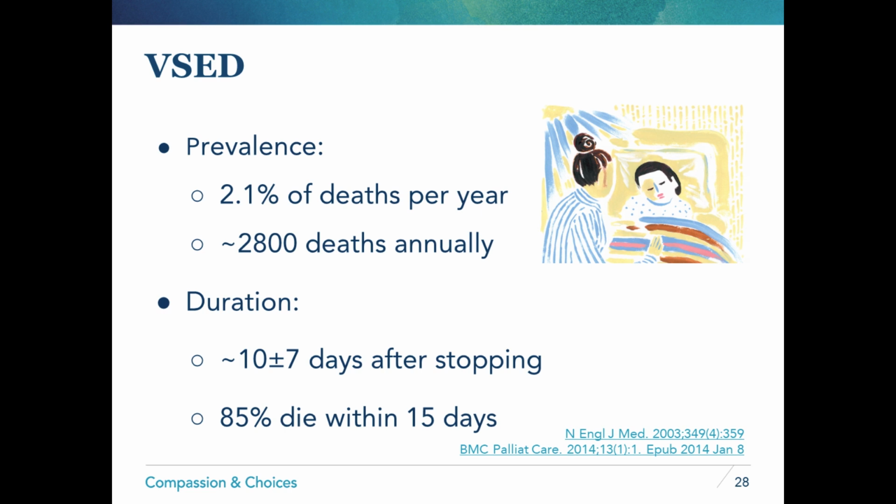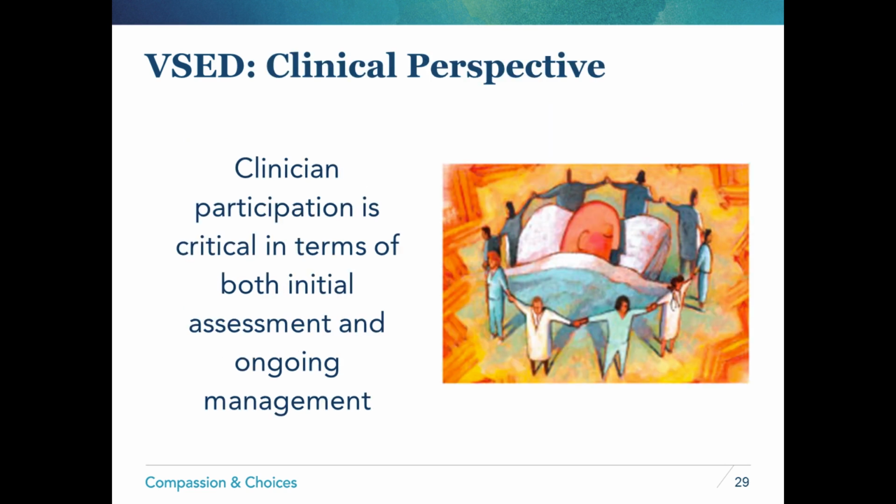So again, for the studies that we do have, there's very little data on the prevalence and the demographics around VSED. The Belgian study says about 2 deaths per year, maybe 2,800 deaths annually. Typically, it takes about 10 days, plus or minus 7, depending on the patient's underlying debility, their underlying state of hydration or nutrition, and certainly the underlying disease, a terminal disease or life-limiting illness from which they're suffering. Most people die within 15 days.